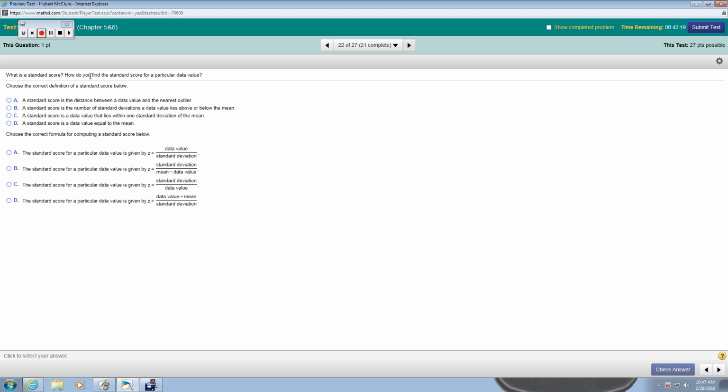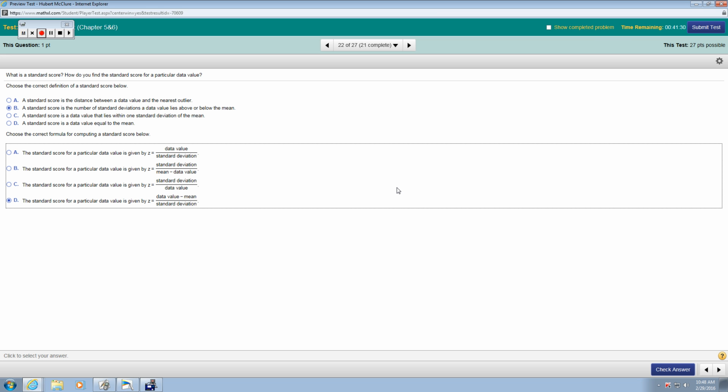What is the standard score? How do you find the standard score? Well, let's knock out what we know is not correct. The standard score is data value equal to the what? Mean. That's wrong. The standard score is data value which lies within one standard deviation. Why is it not 1? 2. Standard score is the number of standard deviations the data value lies above or below the mean. That looks good. A standard score is the distance between a data value and the nearest what? You didn't say anything about an outlier, so I believe it's B. What is the standard score? X minus X bar over standard deviation. Next.